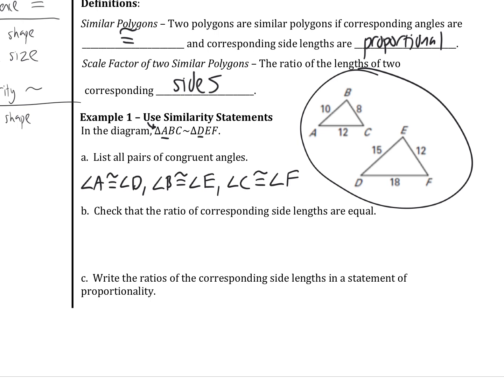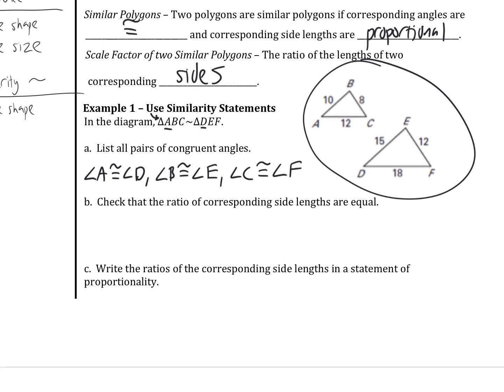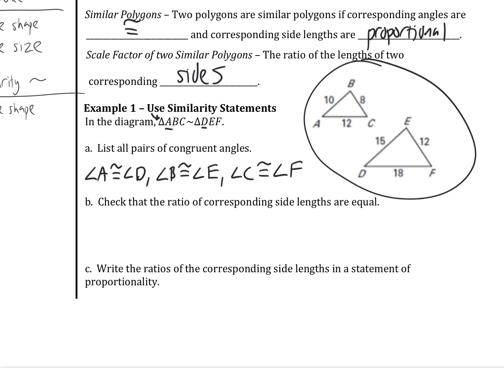All right, the next thing is a little bit different. We know how to list congruent angles, but now we're not saying that the side lengths are congruent or equal. We're trying to check that the ratios are equal.